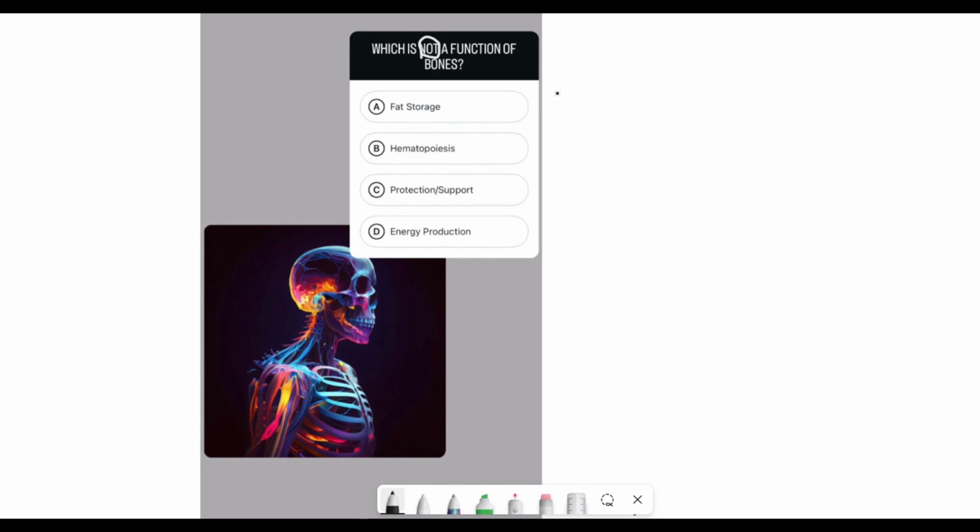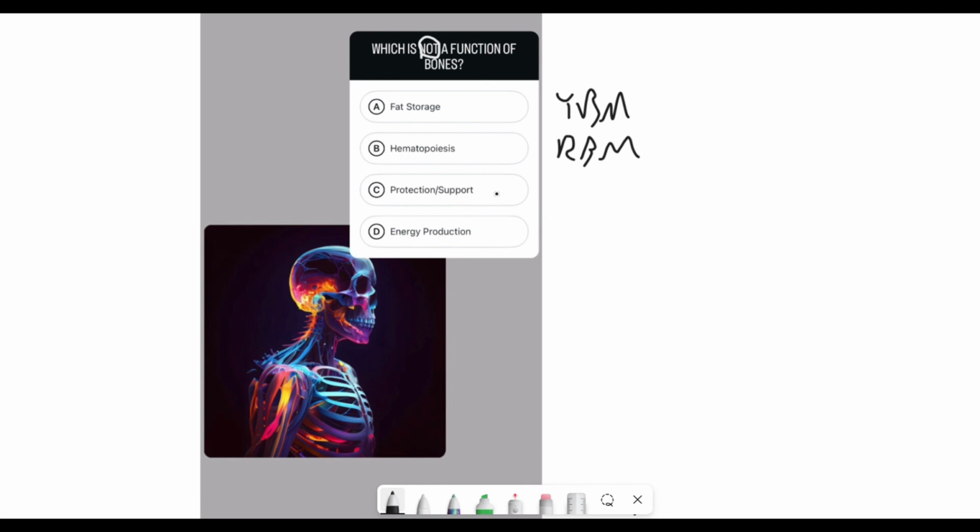So we have fat storage. Remember, we went over that. That's going to be in your yellow bone marrow. Hematopoiesis, same thing, went over that. That's your red or blood cell production in general. That's going to be in your red bone marrow.